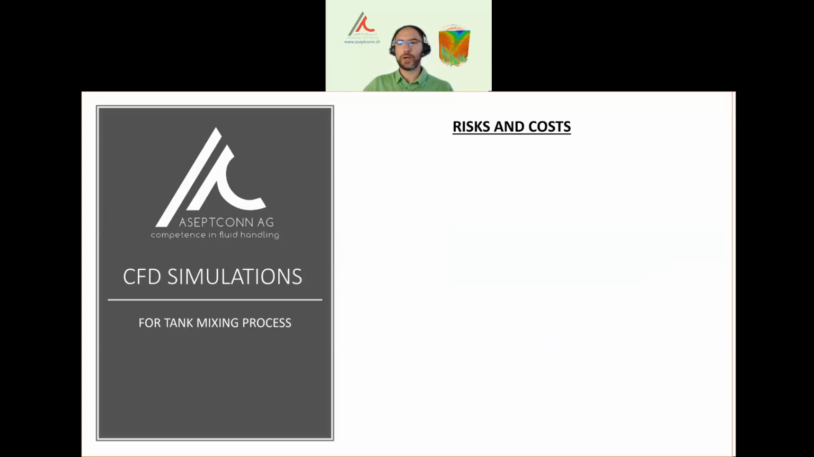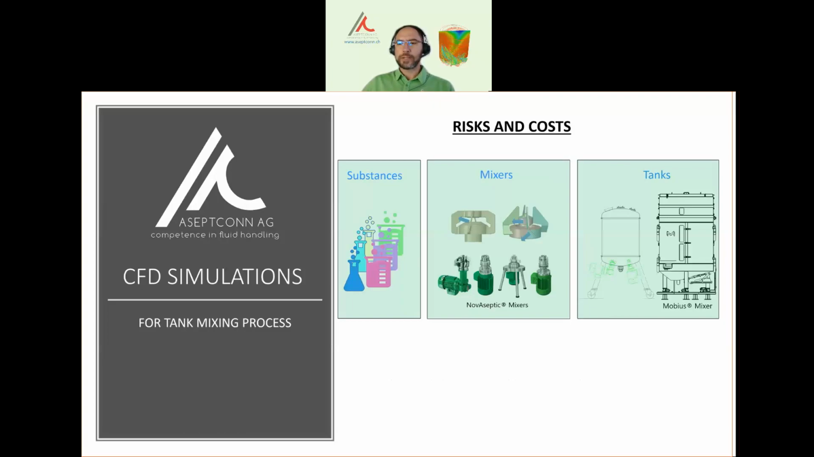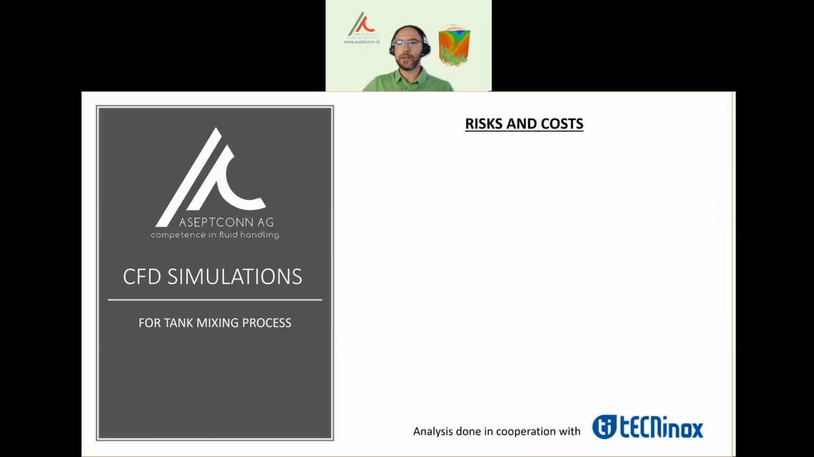So we have too many variables in the mixing process. A wide range of existing substances having different physical and chemical properties, combined with different mixer designs and different tank designs, leads to practically infinite possibilities of mixing situations. Decision is a lottery without the prediction of the process parameters. So my question is, what happens if we lose this lottery and the mixing process fails? It's a simple but heavy answer.